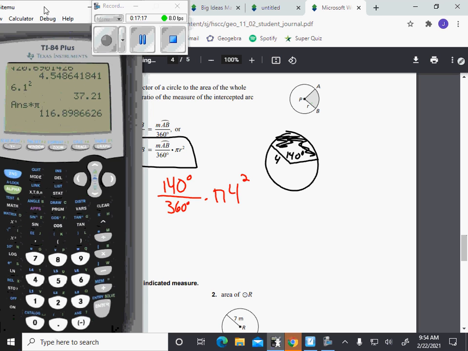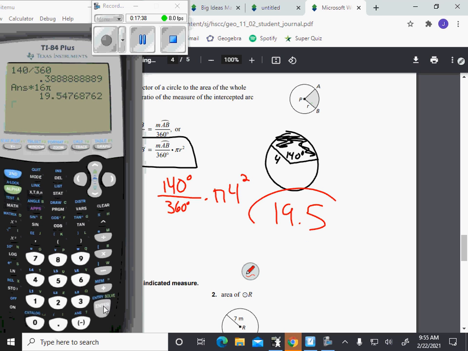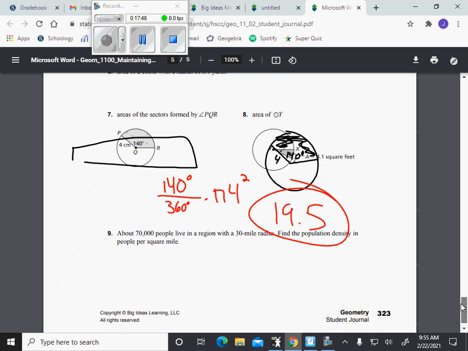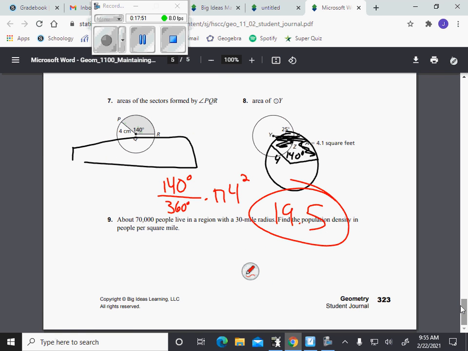So we have 140 divided by 360. Multiply it by 16 pi. You get 19.5. And I don't know if it was labeled at all. Oh, it was centimeters. So 19.5 centimeters squared. Make sure you're labeling your work.